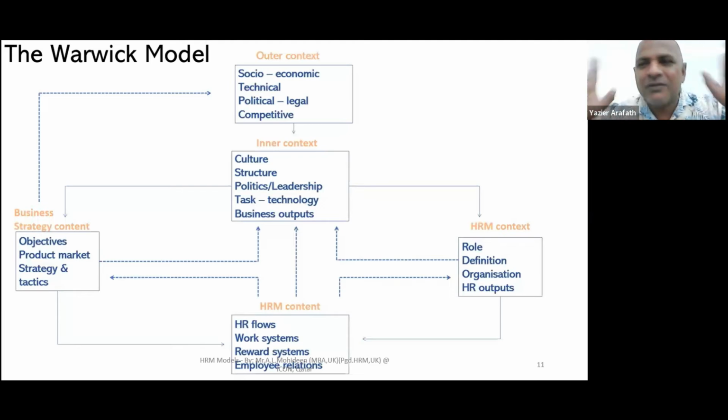Just to have that model in our mind: how HR is proposed to work. When you work this way, then organizational effectiveness will be there. Organization will be successful. HR will take this role this way. He is going to look at the business strategy content, and also he is going to look at the HR content, based on the context. What is the context? He is going to work on external, internal, and HR context. Do you understand this now?